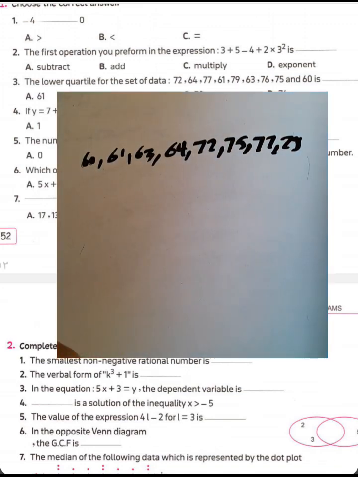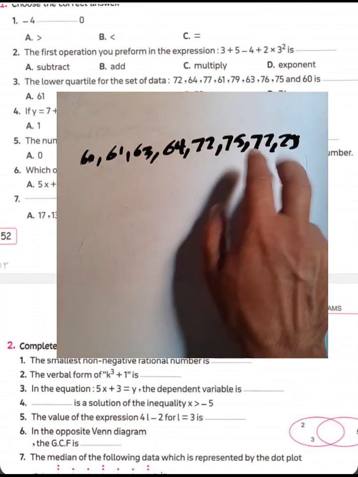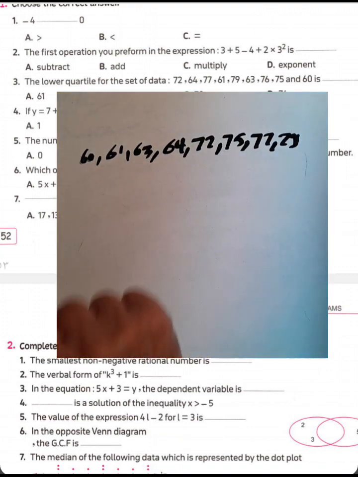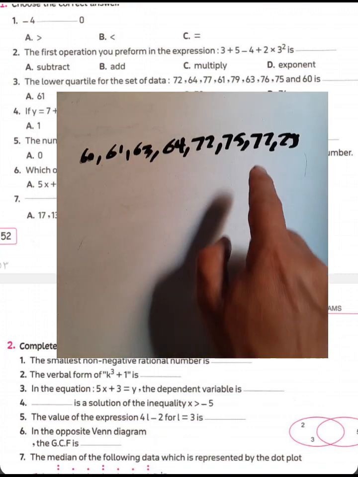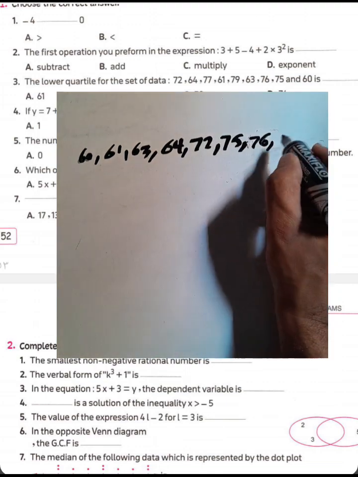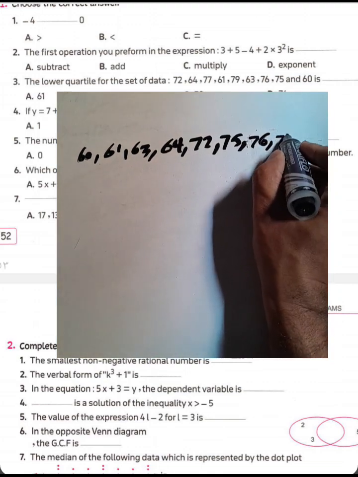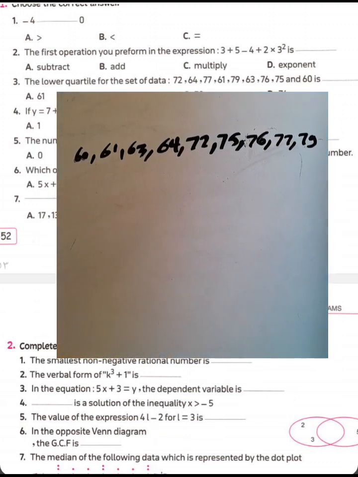Count with me here. 1, 2, 3, 4, 5, 6, 7, 8, 9. We have 9 values. Okay, again, we have 72, 64, 77, 61, 79. Okay, 63, 76. Okay, we have 76 here. And then 77, 79. Okay, so all the values here. And next, we can find the median.